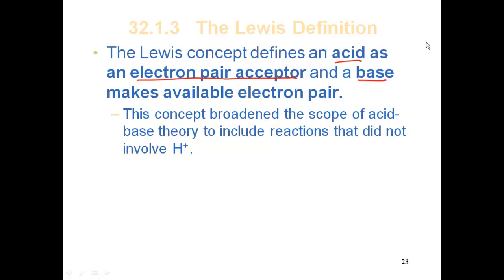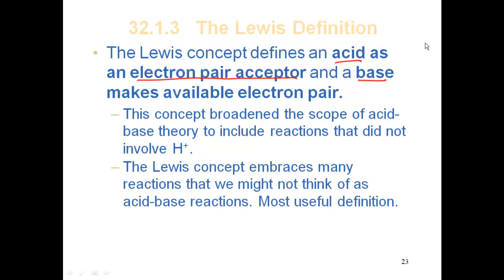This concept broadened the scope of acid-base theory to include reactions that don't even involve H+ as acid-base reactions. The Lewis concept embraces many reactions that we might not even think of as acid-base reactions. To me, this is the most useful and universal definition. However, it involves looking at Lewis dot structures, which takes a little bit more work. So the easiest thing in aqueous solutions is just looking at protons, which is why we use that one for the most part in this chapter and the chapters to come. But once again, these theories are complementary. If I do it on this basis, it'd still be an acid in Bronsted, and still an acid in Arrhenius, so I can use those theories to make my decisions.